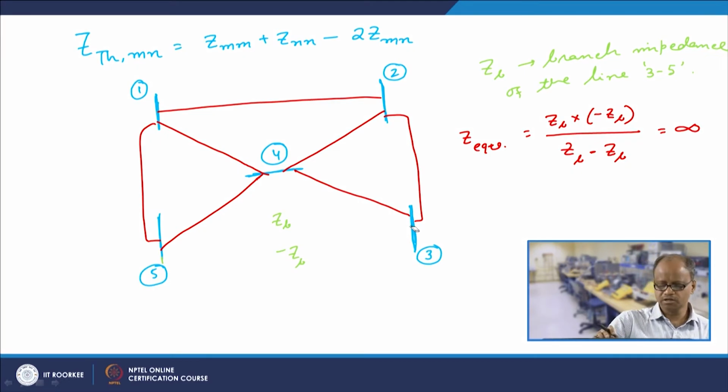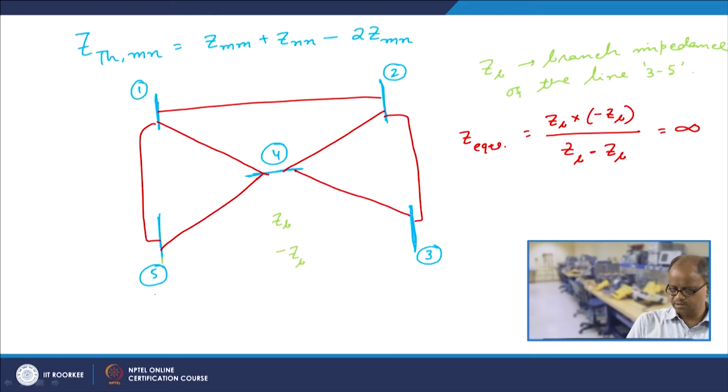For this, we have to again redraw our Thevenin equivalent circuit. So, if we redraw our Thevenin equivalent circuit between bus M and N, let us say this is bus M, this is bus N. Here in this case, m is equal to 5 and n is equal to 3.